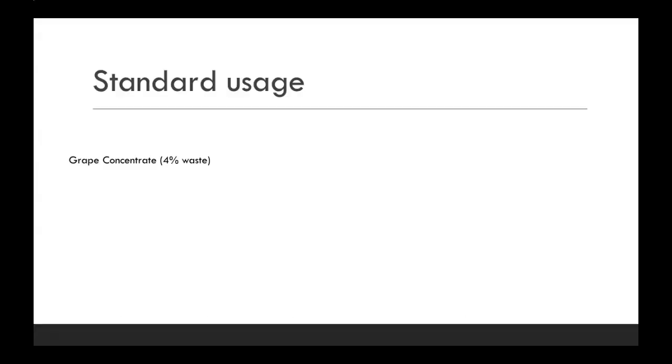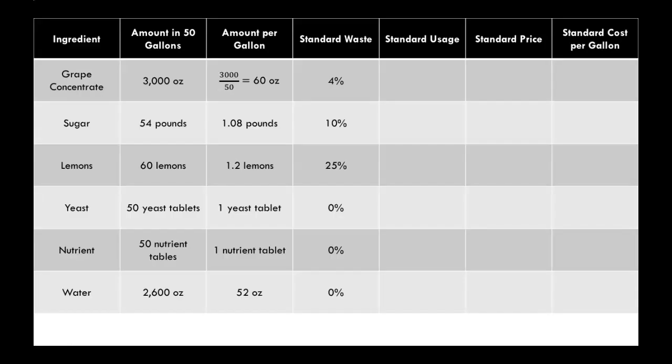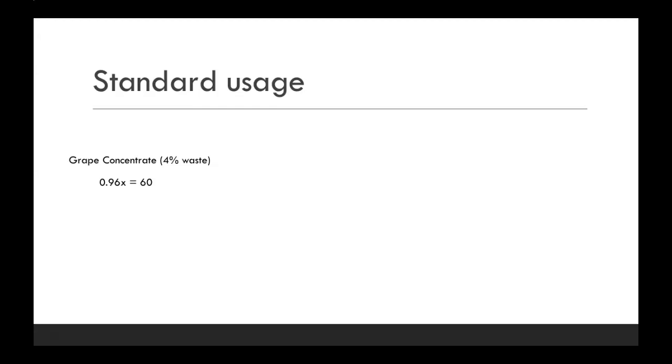So let's take a look at grape concentrate first. We're told that there's 4% waste. So to figure out our standard usage for grape concentrate, we need to take 0.96x equals 60. Now, where did we get these numbers from? 60 is the amount per gallon for grape concentrate, so that's where we get the 60 from. The 0.96, that's 100% minus 4%.